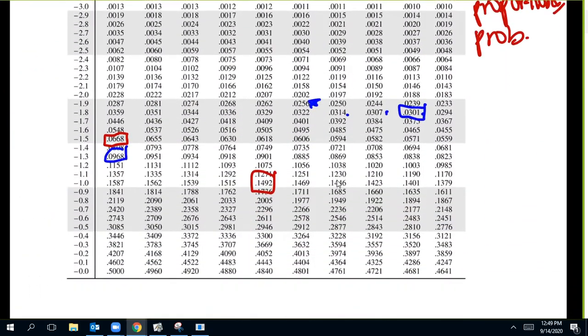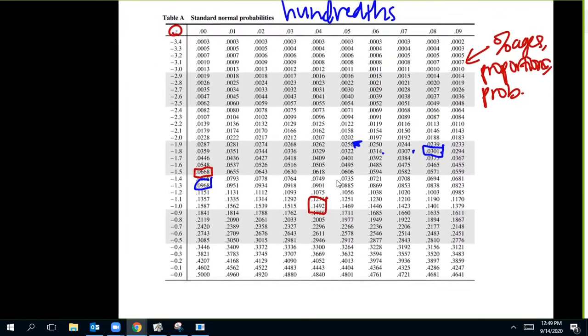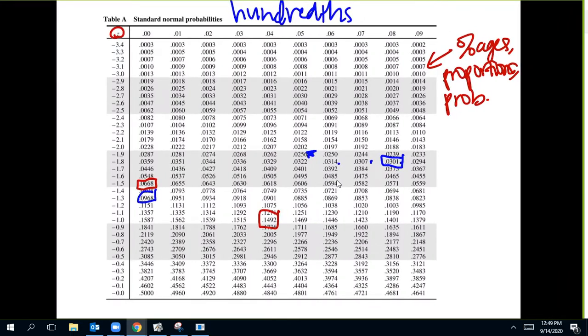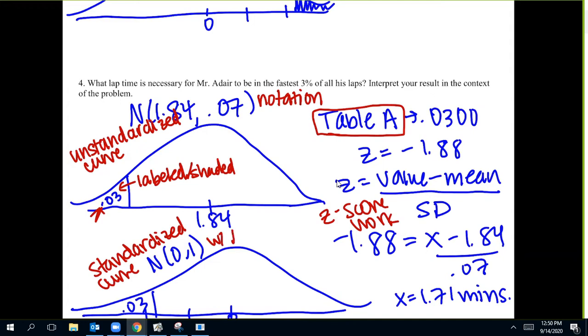So this one matches. We're looking for 0.03, and I've already done this before, so I have it boxed. The closest 4-digit number to 0.03, and then we go out, that's negative 1.8, and up 0.08, so that's where I got the negative 1.88 from. And so here we have our z-score work. We need that to be on your paper. Here I have my standardized curve. We need that to be on your paper with notation. So I'm going to keep adding that, and then we have our final answer here.